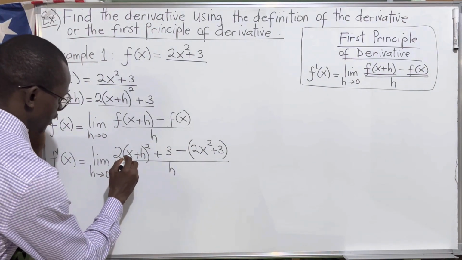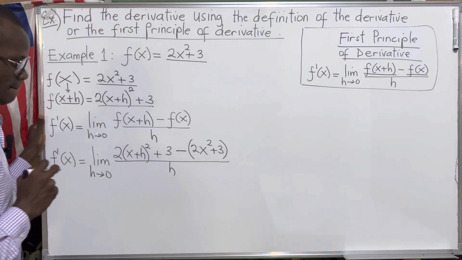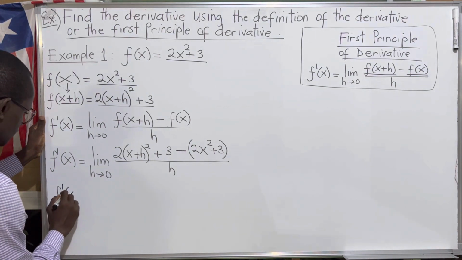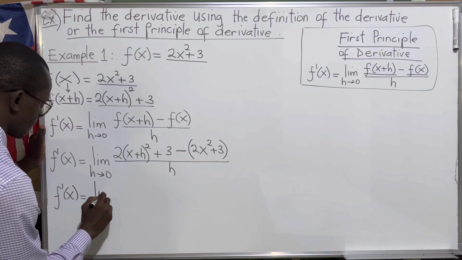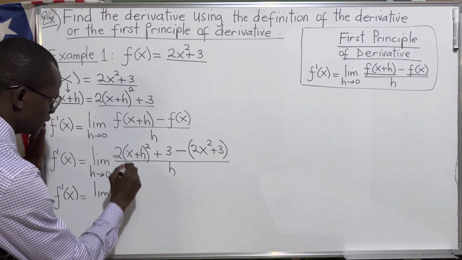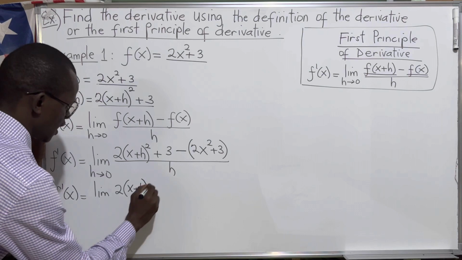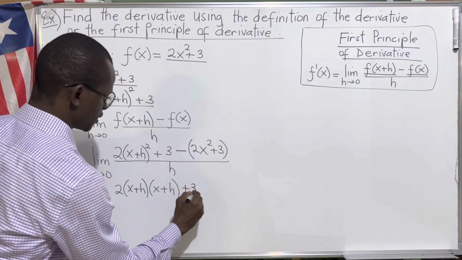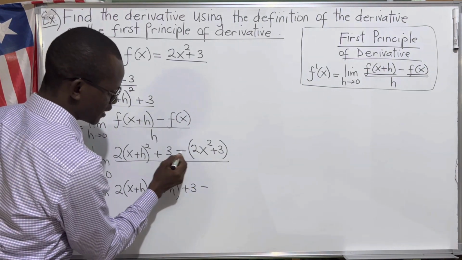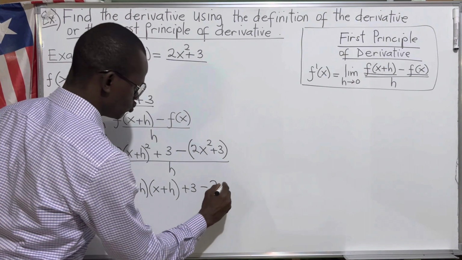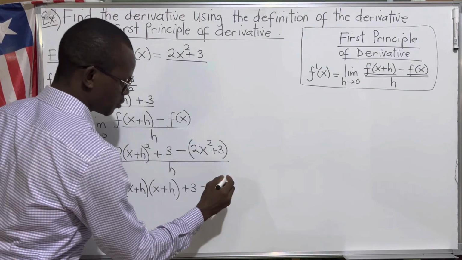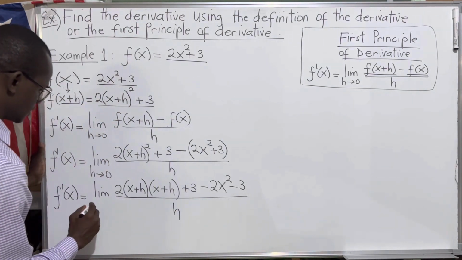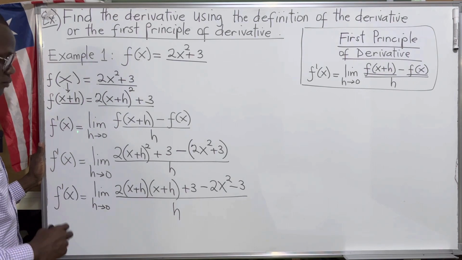So the first thing we can do is to expand this x plus h. X plus h. We can expand it, right? So f prime of x equals the limit 2. Now, this thing means x plus h times x plus h, right? Plus this 3 minus, now we multiply this negative by each term. Negative times this is negative 2x squared. Negative times positive 3 is negative 3. Divided by h as h is approaching 0.